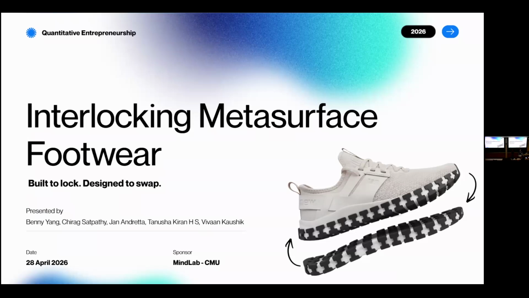Today, we'll be presenting our analysis on interlocking metasurface footwear, which is sponsored by MindLab. And under Professor Ophelia Bowman, we had a wonderful time working with her.